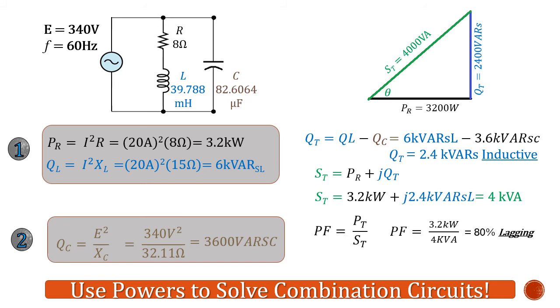That results in an 80% lagging power factor. Again, because our circuit is net inductive, which will result in a lagging current, which then results in a lagging power factor. Using our power factor, we can now calculate the angle for the circuit. So our total circuit values will all be at 36.87 degrees. Since it's a lagging power factor, that means our current will be lagging by 36.87 degrees.